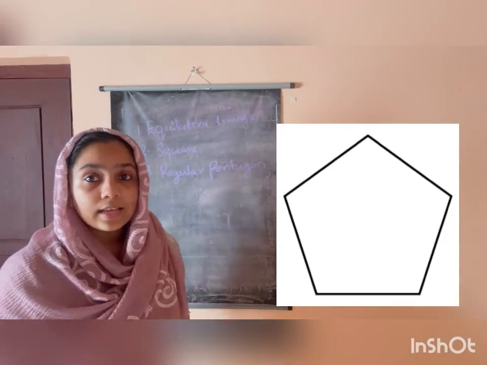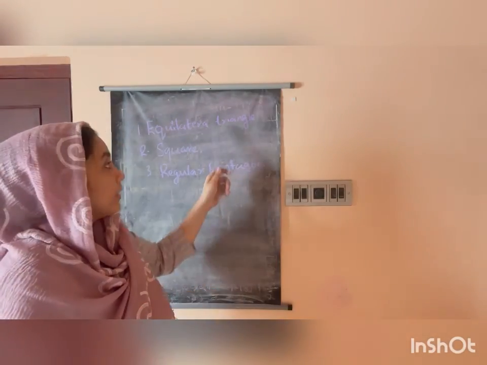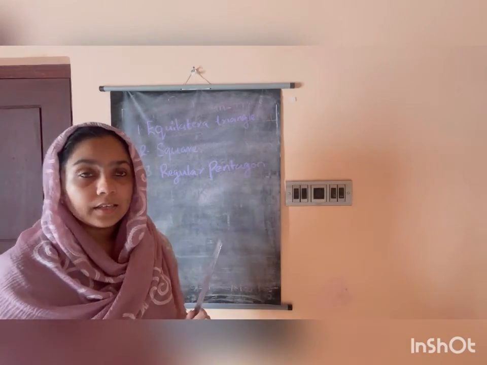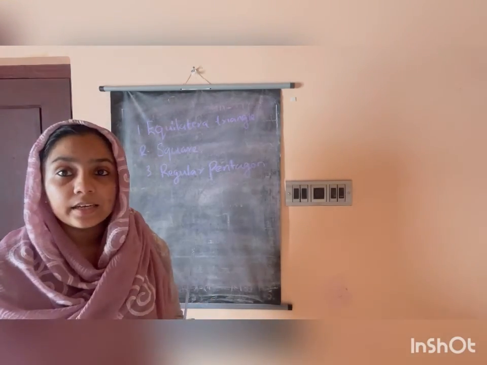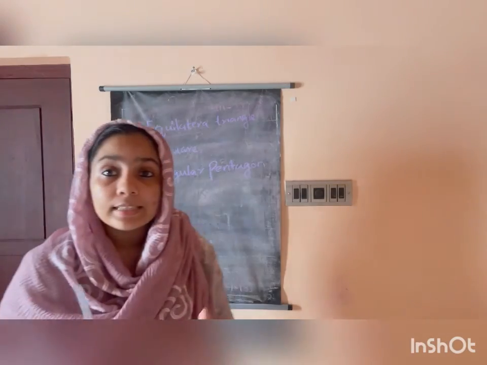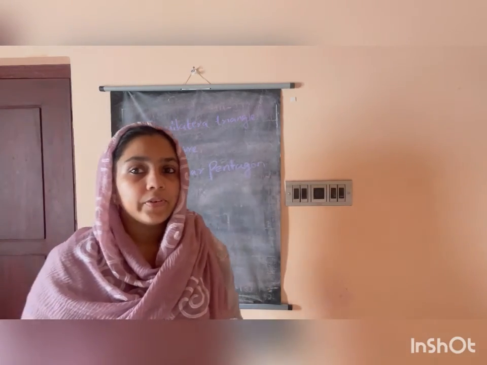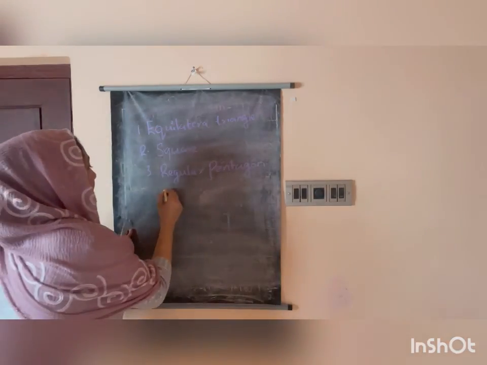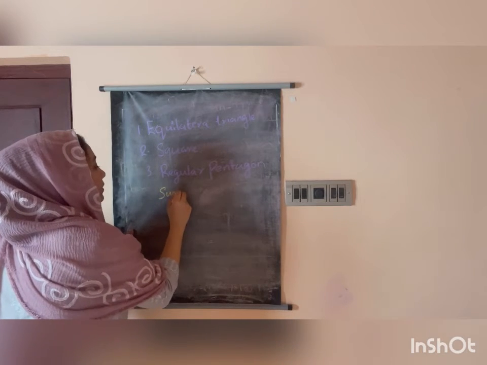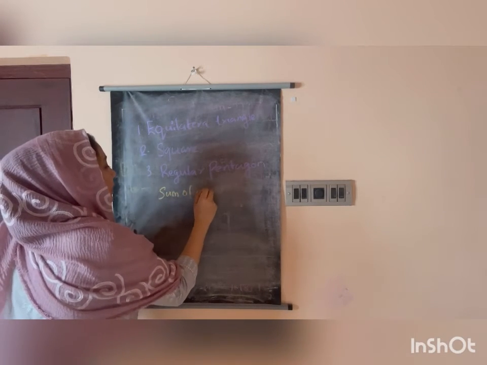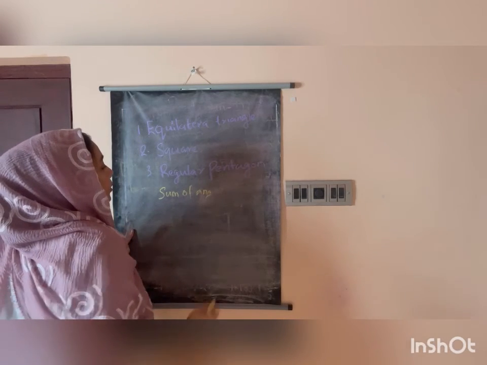We need to find these angles also. In an equilateral triangle, each angle is 60 degree. In a square, 90 degree. We need to find each angle of a regular pentagon. The sides may be different when we draw it. Then how will we find it? There is an easy method. We know the sum of angles of a pentagon. Remember? Yes, very good. It is 540 degree.